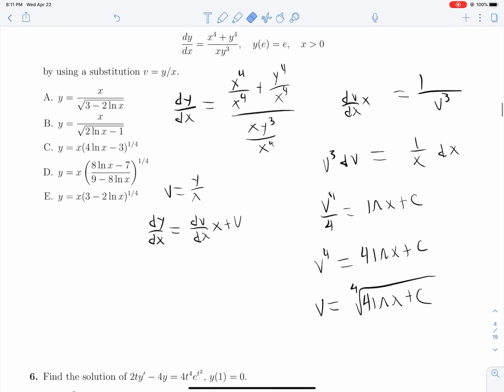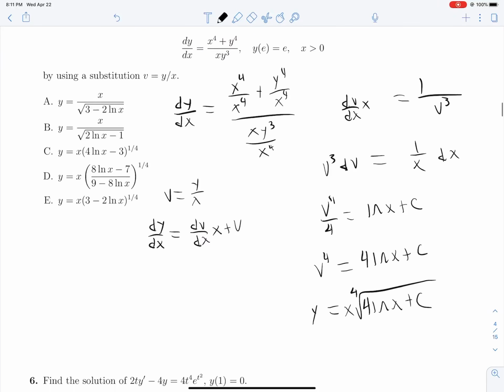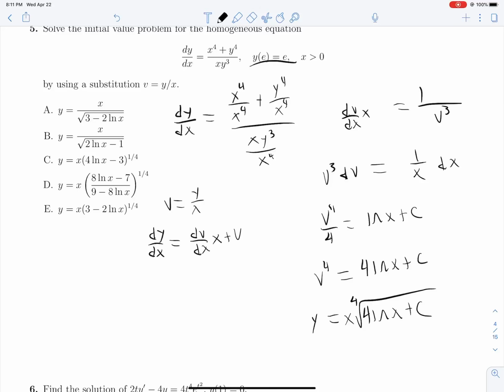And okay, what else are we doing? Then we're just performing the unsubstitution. So y over x is here, and we can just multiply that in. So because y at e is equal to e, we can evaluate for our constant c here.